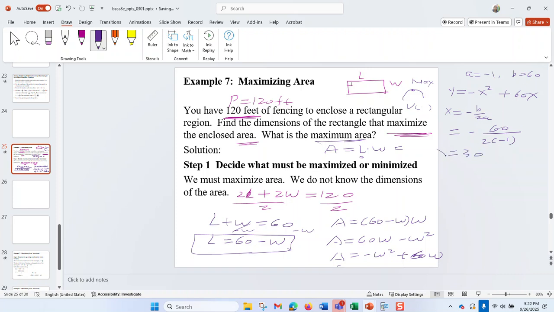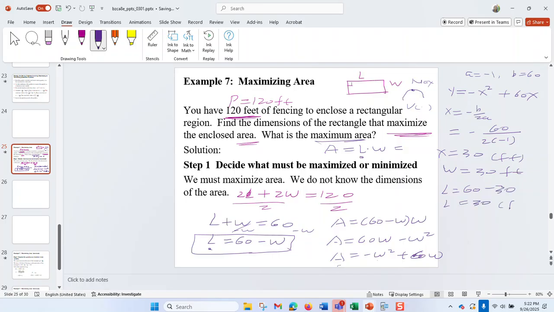So my x here is 30. So what does this x mean? This x here actually is the width, right? We just changed this into y and x, but actually this x here is the width. So your width here is 30. And my length here is 60 minus W, which is 30. So this is also 30.